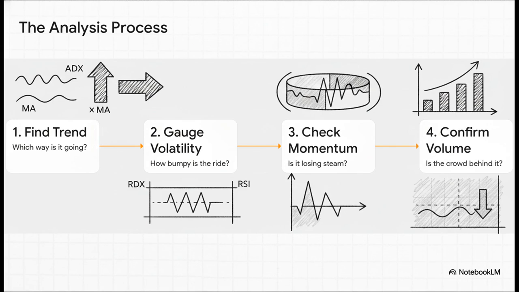Step 1, find the trend. You pull out your MA and your ADX and you ask, which way is this thing going and how strong is it? Step 2, gauge the ride. Use your Bollinger Bands and your RSI to ask, okay, is the trend getting tired? And finally, steps 3 and 4, confirm with volume. You check your OBV to see if the crowd is actually on board. See, each step builds on the last, giving you a much clearer picture.